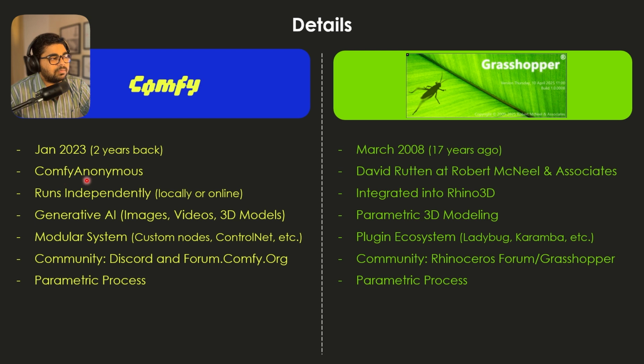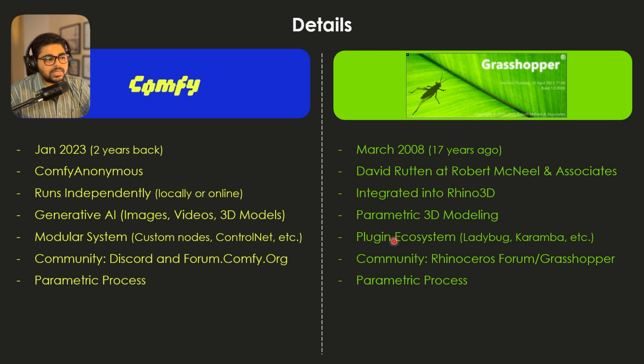So ComfyUI was developed by Comfy Anonymous. Grasshopper was developed by David Rutten at Robert McNeel and Associates, because Grasshopper is integrated with Rhino, right? Whereas ComfyUI is a standalone independent software that you can use locally or online. Now, ComfyUI works with Gen AI, that could be images, videos, 3D models. Grasshopper works with parametric 3D modeling, right? Could be 2D as well.